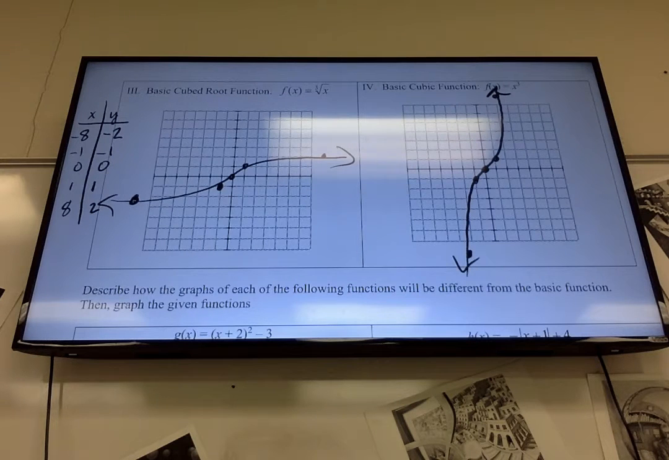So really, it's the same thing, only it's been turned sideways.